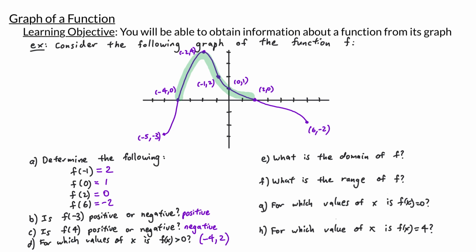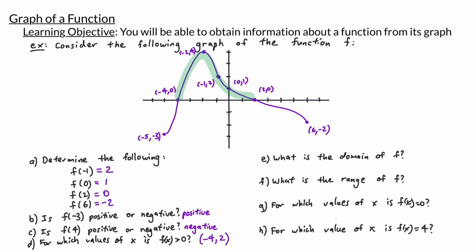And we have the same thing at x equals 2. The y-coordinate there is 0, which is not greater than 0. So when we write our interval in interval notation, we use parentheses to exclude those endpoints.